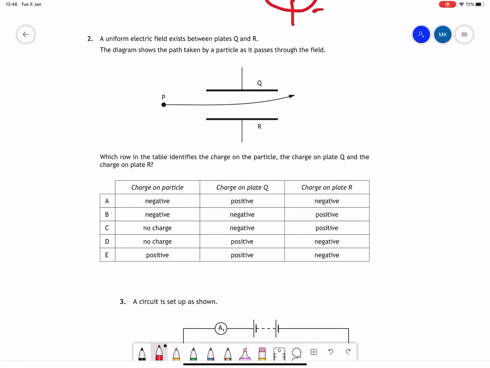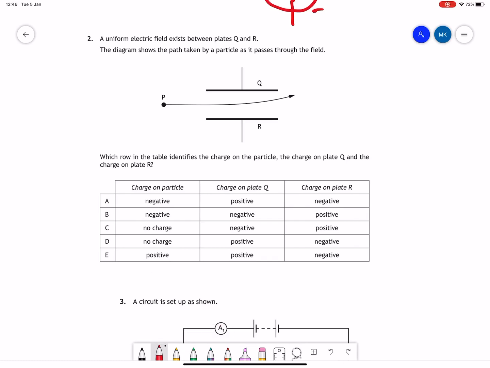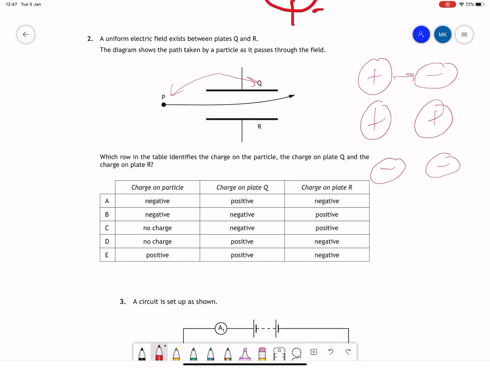Right, number 2. A uniform electric field exists between Q and R. That must mean that one must have a positive side, one must have a negative side. And we're putting a particle P through this electric field and it's been attracted to side Q. So if it's been attracted, then P and Q must have opposite charges. Remember, opposites attract, like charges repel. So if you have a positive and a negative charge, they're going to be attracted to each other. If you have 2 positive charges or 2 negative charges, they're going to be repelled. So P and Q must have opposite charges.